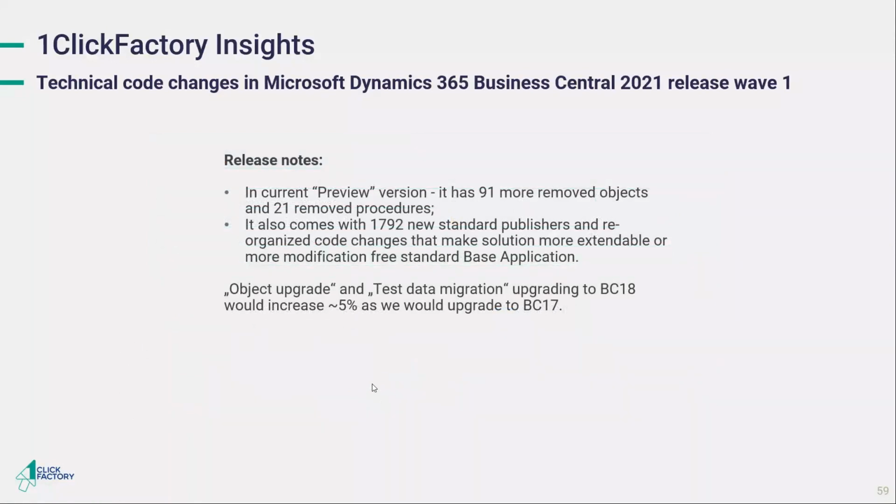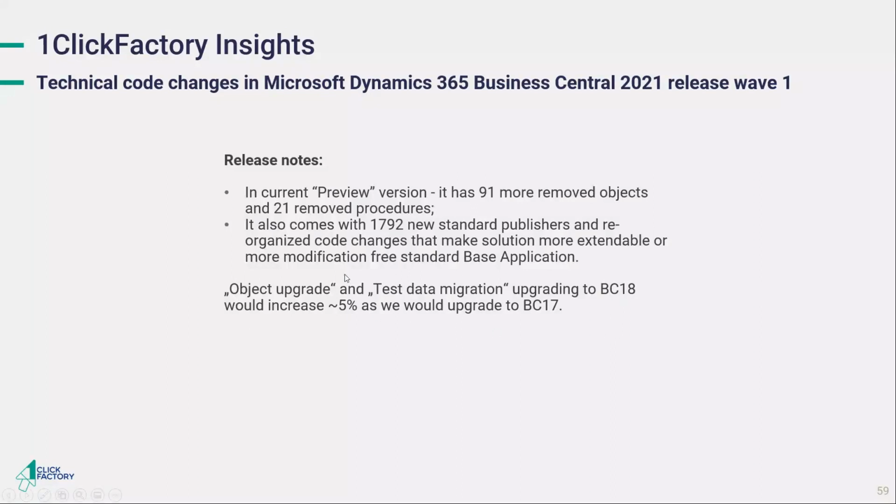So release notes in current preview version. I didn't have time to check the RTM version. I prepared slides 2 weeks ago. So the preview version had 91 more removed objects than the previous version. But also good news that Microsoft is coming with 2,000 more new standard publishers and reorganized code changes that make code in the base application more extendable. It means we would maybe not need to make modifications even in the base application, but we'll see.